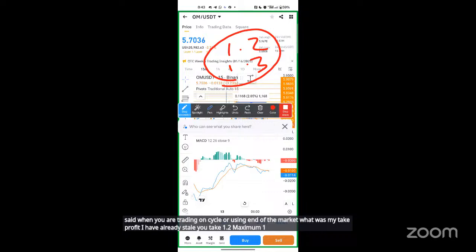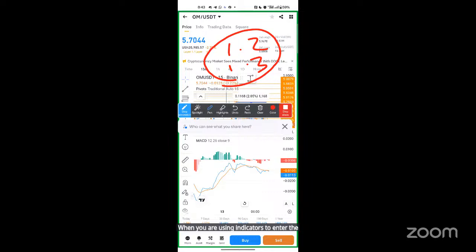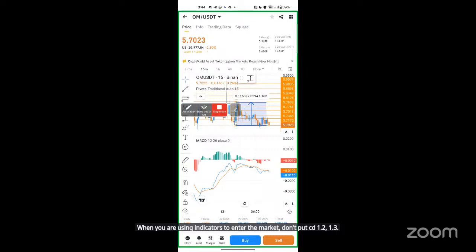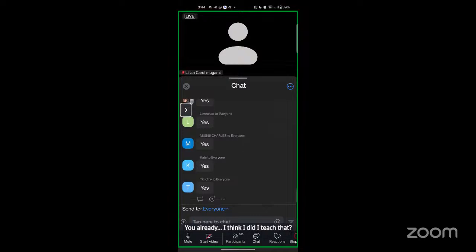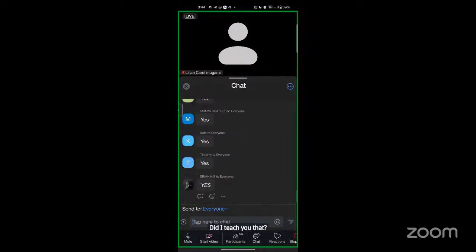If you remember that, give me a yes in the chat. When you are using indicators to enter the market, don't put 3. Take 1.2, 1.3. Did I teach that? Don't take 3, 7, 6. Take 1.2, 1.3, 1.2, 1.3, and every day you'll be making money.